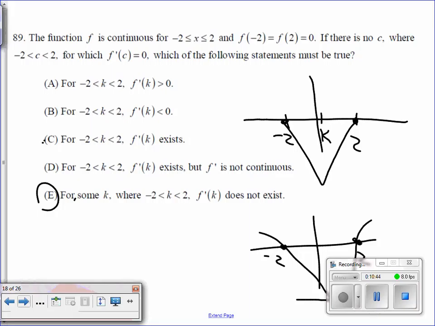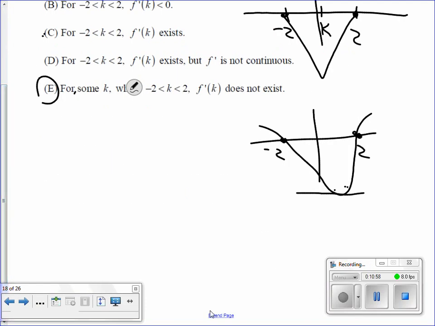89. What they tell us in 89 is you've got a continuous function, and at -2 and 2, the y coordinate is 0. You don't know what it looks like, but it's continuous. So you have to get from this 0 to that 0 without lifting your pen off the paper.